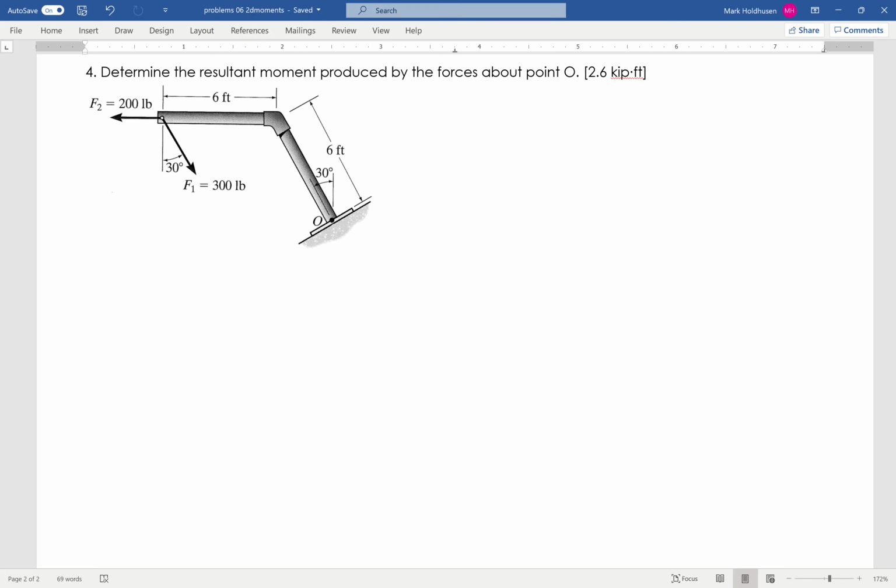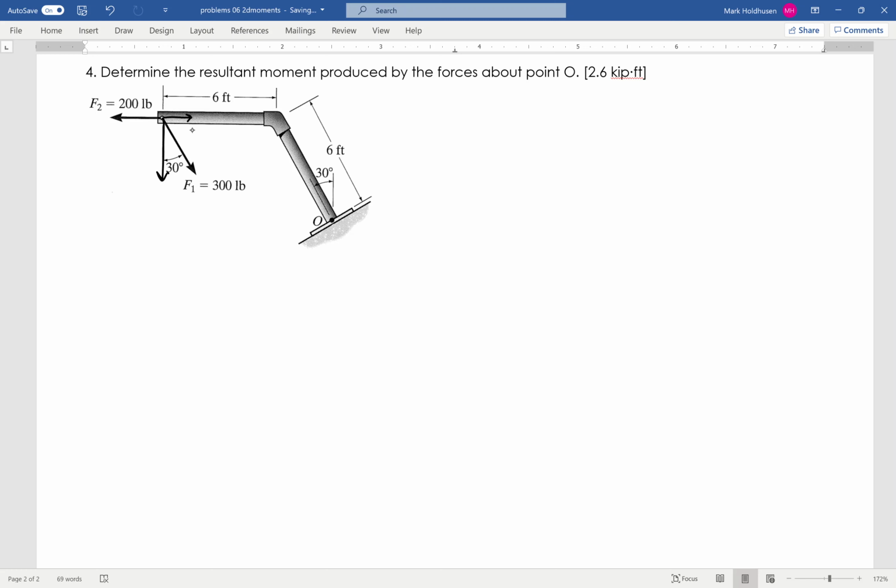In this problem, I want to find the resultant of these two forces about point O, the resultant moment. Because these two forces occur at the same point, I am going to add them together first, then take the moment of that resultant force, right? So I can break first that F1 into X and Y components, right?